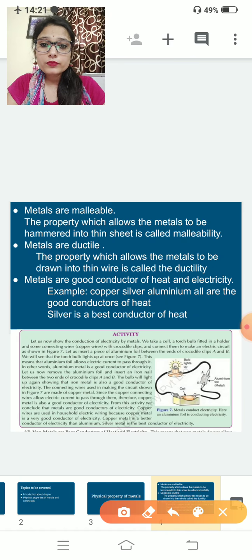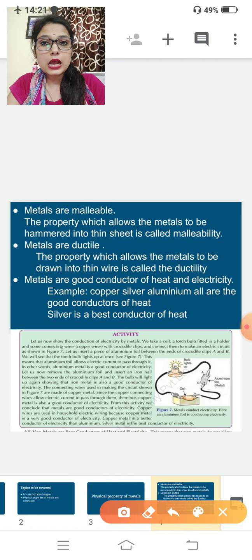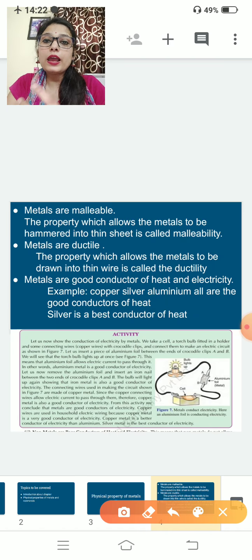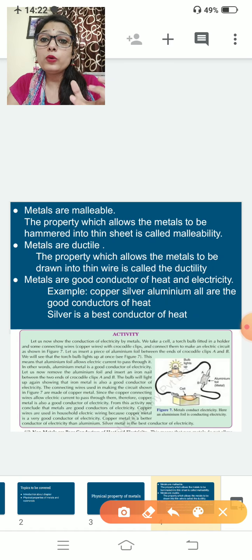Clear? And next, metals are good conductors of heat and electricity. That means electricity and heat can pass easily through metals. I will give you one example. If you take an aluminium bowl and apply heat on it, what will happen? That bowl will become warm or hot.